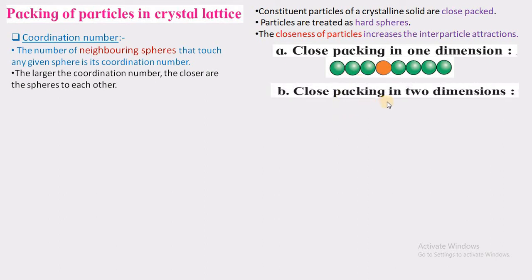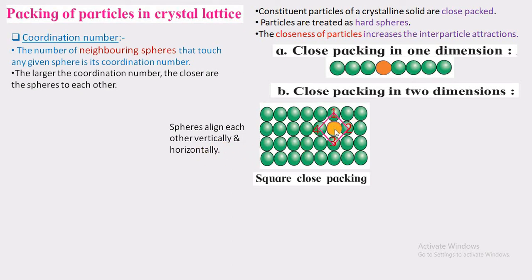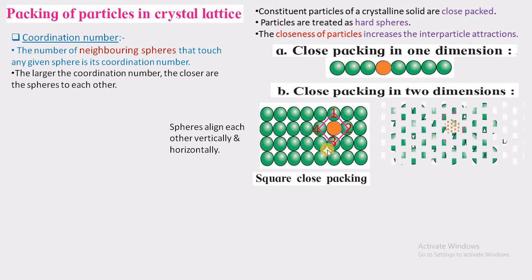Close packing in two dimensions. Close packing in two dimensions takes place in two ways. The first way is that the spheres align vertically as well as horizontally, and it is known as square close packing because it forms a square-like structure. If we consider this atom, its coordination number is 4 because it has 4 neighboring particles which directly touch it.